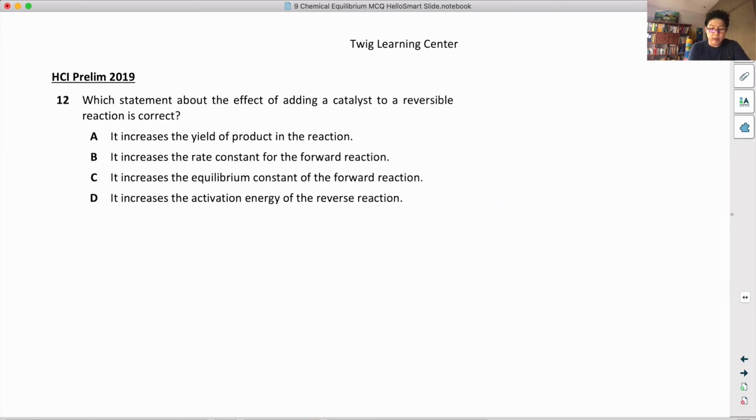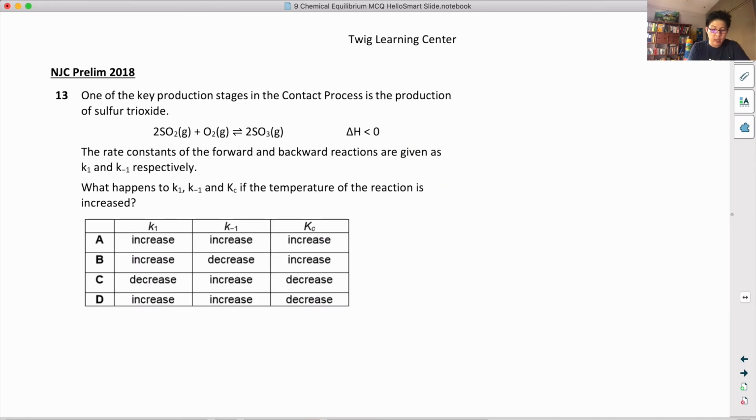Question 12. Which statement about the effect of adding a catalyst to a reversible reaction is correct? Adding a catalyst increases the yield of a product. That is false. Increases the rate constant for the forward reaction. Yes, that is true. Increases the equilibrium constant. No, the equilibrium constant is only affected by temperature, so this is false. Increases the activation energy of the reverse reaction. In fact, it should decrease, not increase, so this is definitely wrong. So the answer is B.